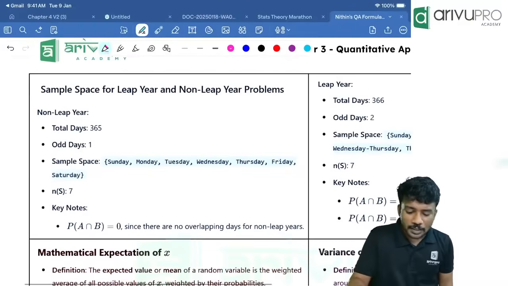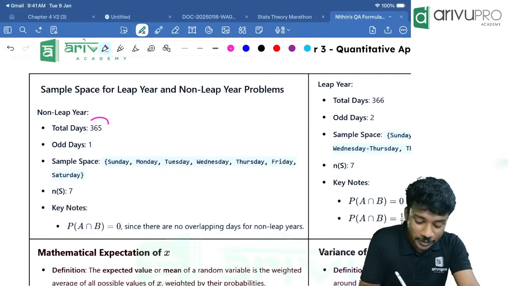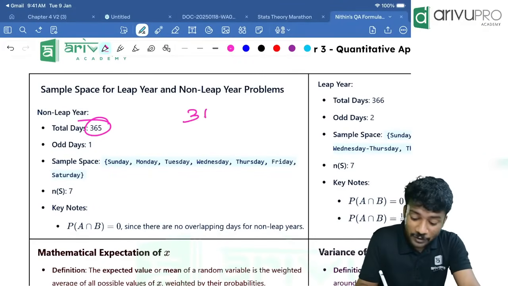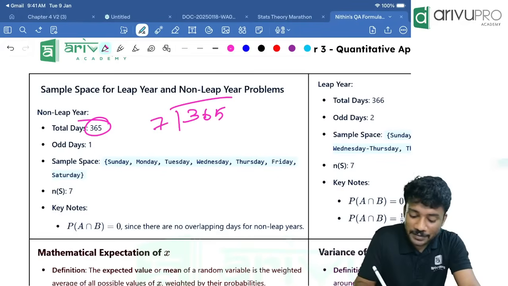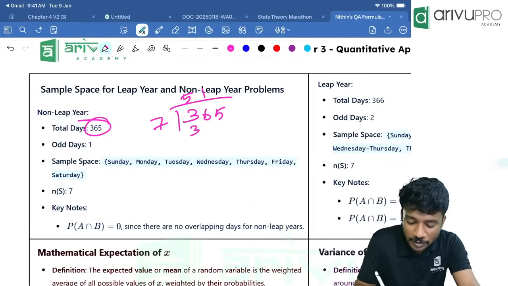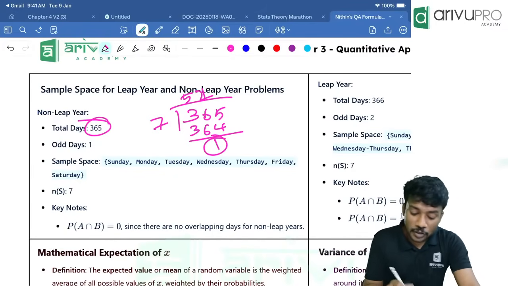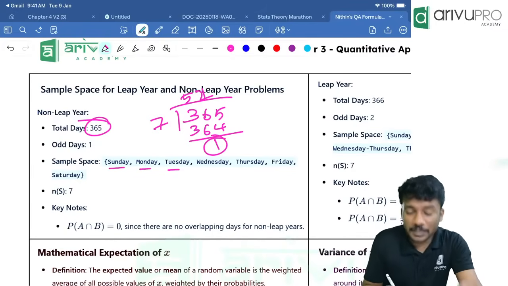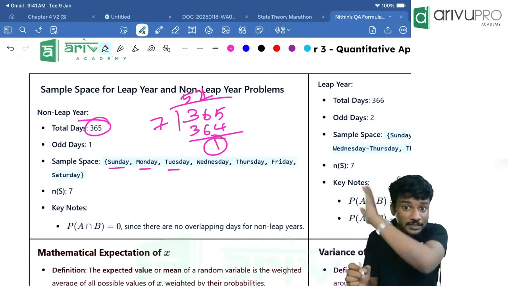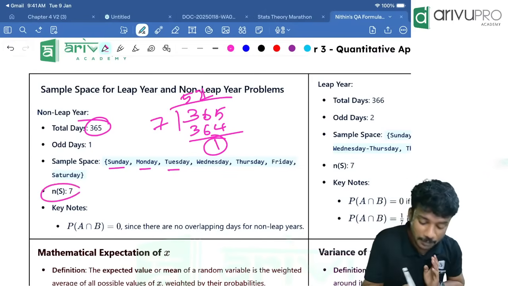Now, a non-leap year means how many days are there in total? 365 days. So when I divide 365 by 7, how many will come? 52 will be there on top and 364. The remainder 1 day can be there, right? So that remaining 1 day can be either Sunday, Monday, Tuesday, Wednesday till Saturday, any of the 7 days.